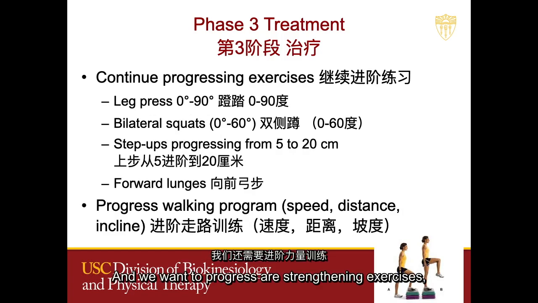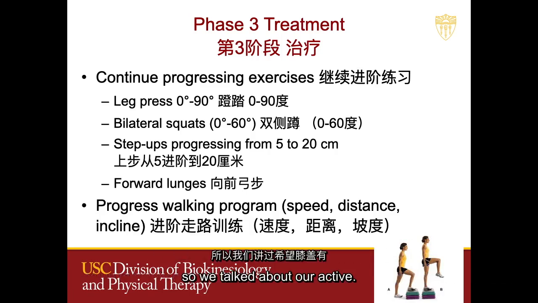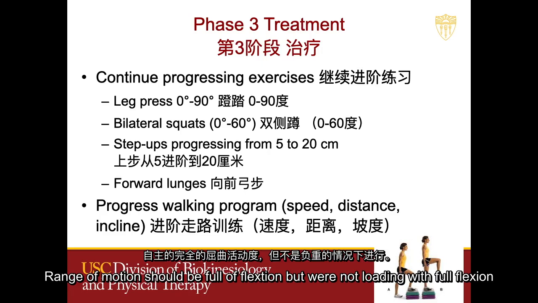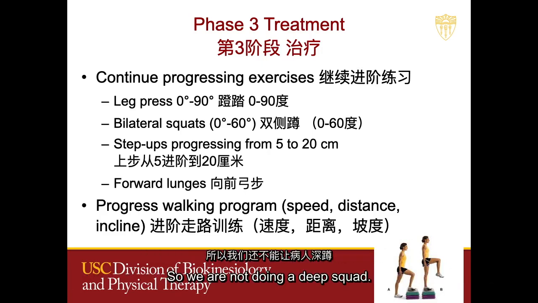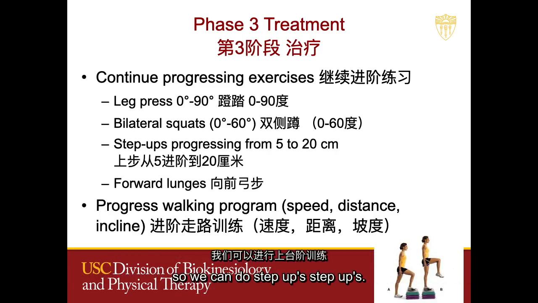And we want to progress our strengthening exercises. So you'll notice we are going to start doing leg presses up to 90 degrees and bilateral squats up to 60 degrees of flexion. So we talked about our active range of motion should be full knee flexion, but we're not loading with full knee flexion. So we are not doing a deep squat. Our squats are still staying about 60 degrees because we don't want to add too much pressure to that cartilage during this phase. Okay, so we can do step-ups.